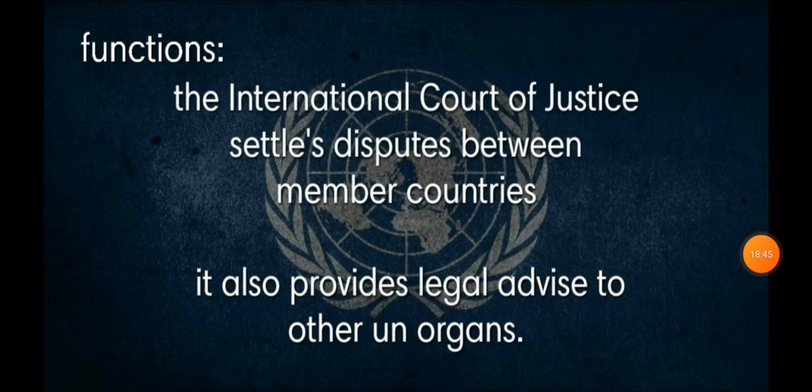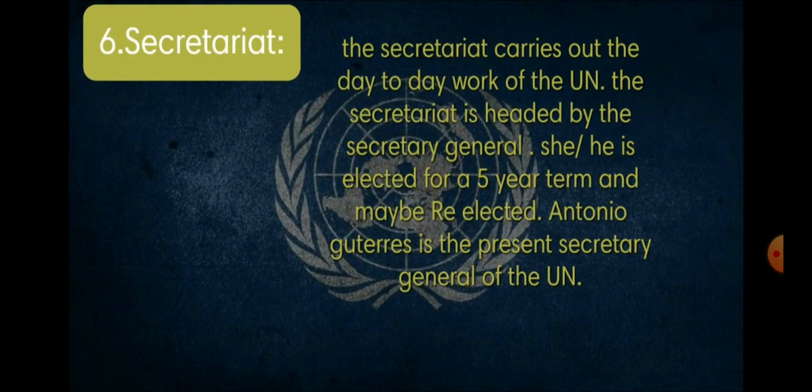Now, what are the functions of the International Court of Justice? So, the International Court of Justice settles disputes between member countries. It also provides legal advice to other UN organs. Okay. Now, the last one is the Secretariat.